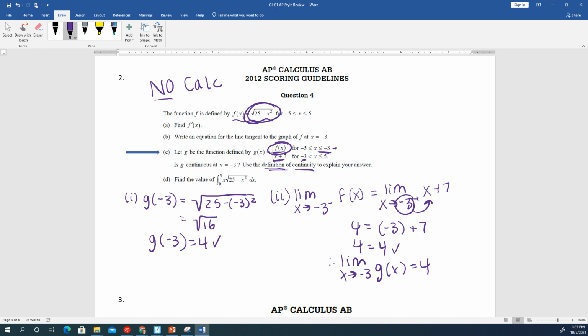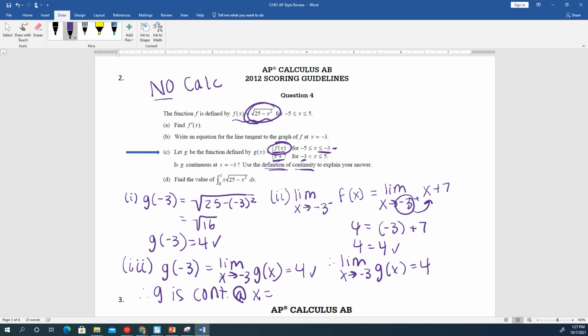Then for part 3, we just have to make sure that g of negative 3 and the limit as x approaches negative 3 of g of x are the same. So what I would show is that these both equal 4. Therefore, g is continuous at x equals negative 3.